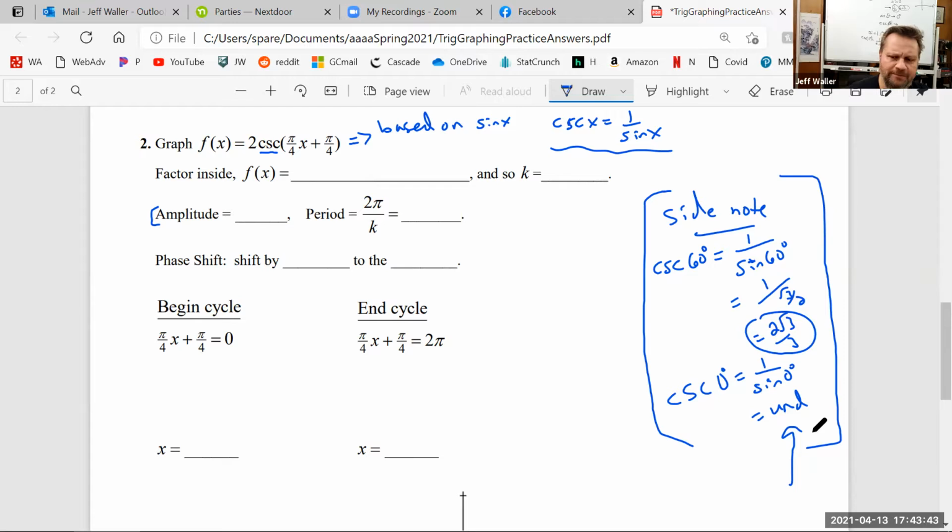You could do it. We just identified 0. Yes, wherever the sine is 0, cosecant is going to have an asymptote because this kind of thing is going to happen.